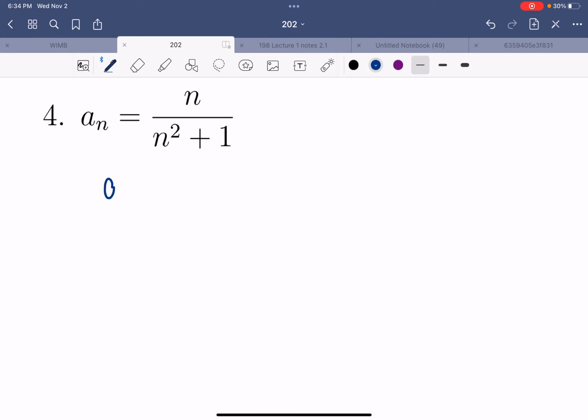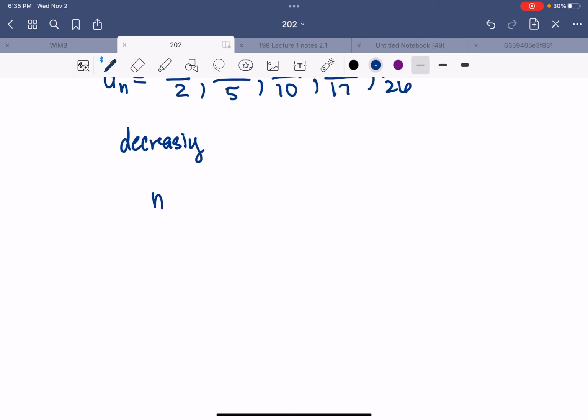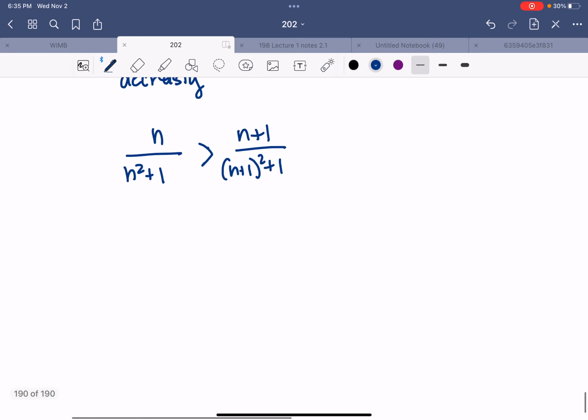So if we look at our a_n terms, if you plug in 1, that's 1 over 2. If you plug in 2, it's 2 over 5. If you plug in 3, that's 3 over 10. If you plug in 4, that's 4 over 17, 5 over 26. And you can see pretty quickly here that these are going to be decreasing. So we're looking for this to say it's decreasing. So we want to show that n over n squared plus 1 is greater than n plus 1 over (n plus 1) squared plus 1.